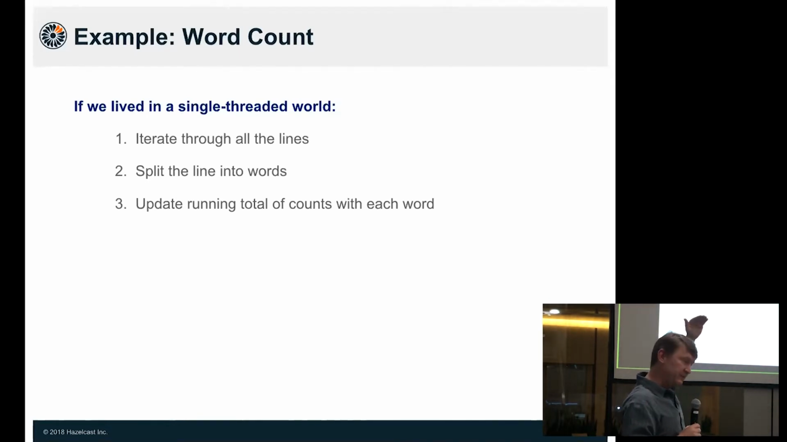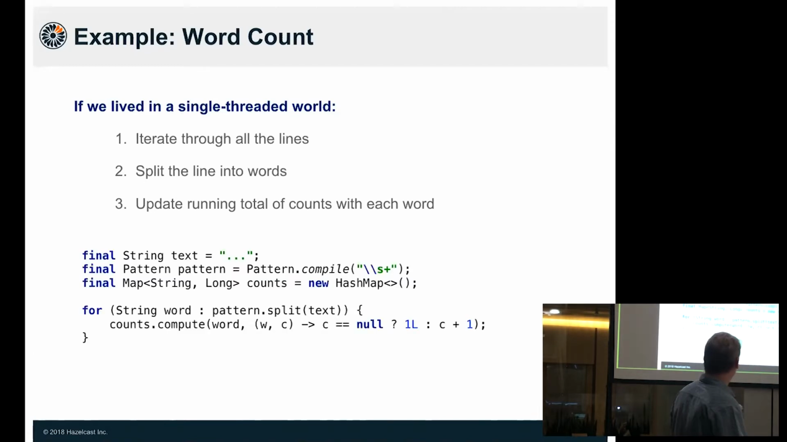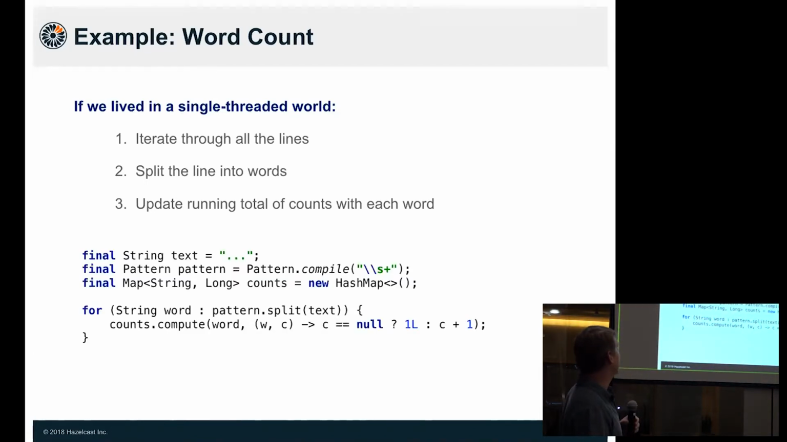In the traditional sense, in a single threaded application, you go over the file, get every line, split every line into words, and then loop over every word and do your aggregation. That's what we're going to start with. That would be the idea of how you would do it.